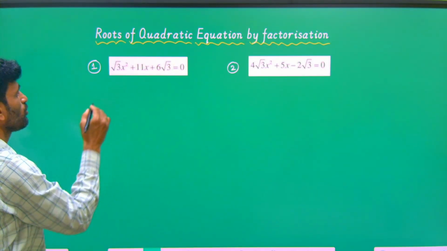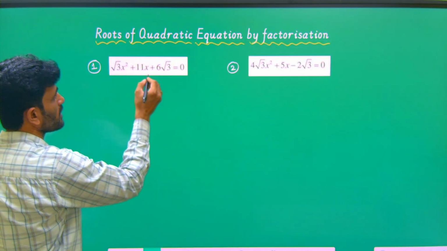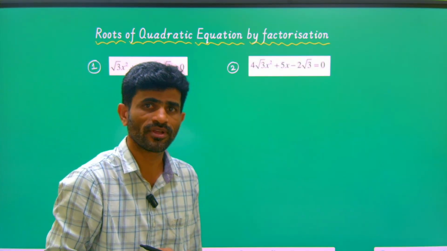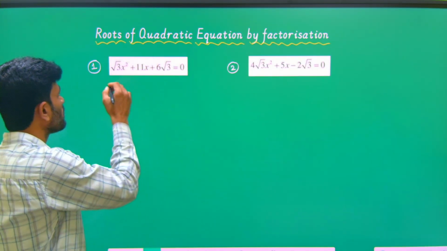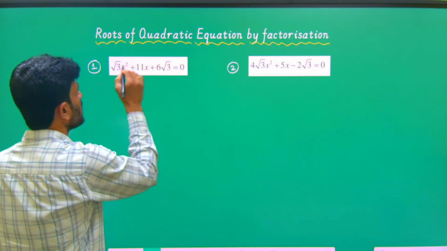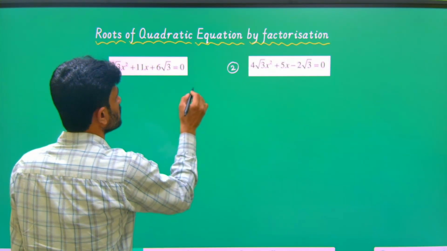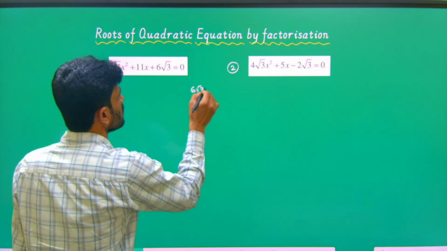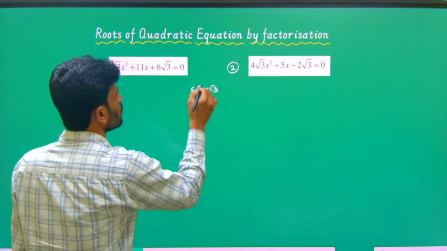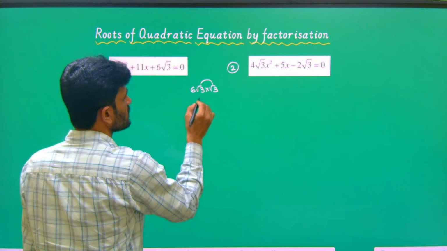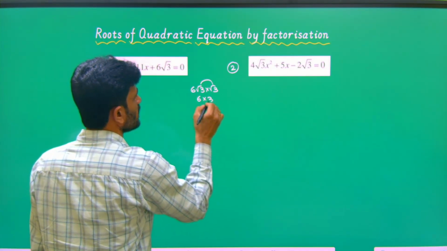We have the first problem: root 3 x square plus 11x plus 6 root 3 is equal to 0. According to our procedure, first we multiply the first and last terms. If you multiply the first and last terms, what do we get? 6 root 3 into root 3. Root 3 into root 3 is 3, so it is 6 into 3, which is 18.